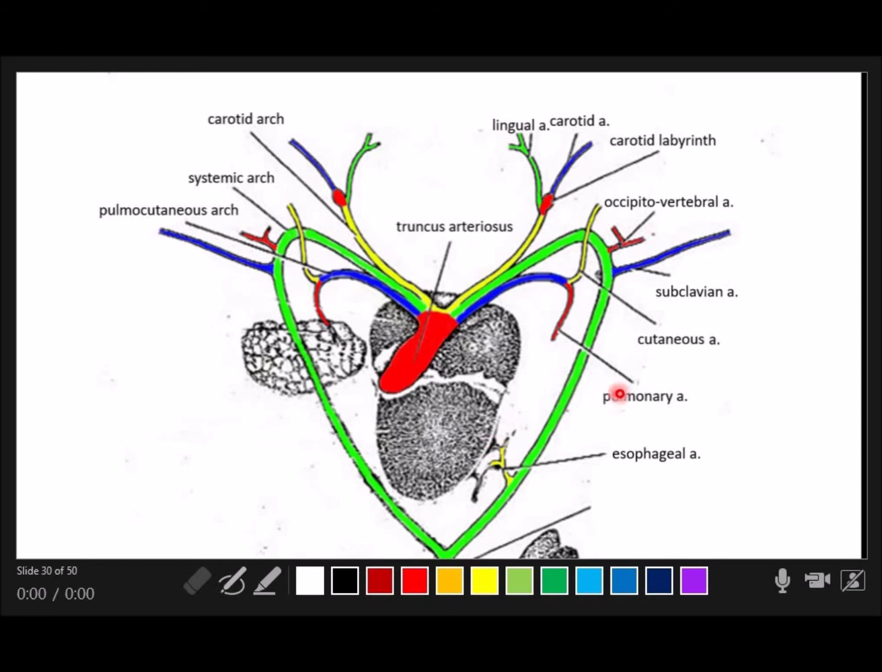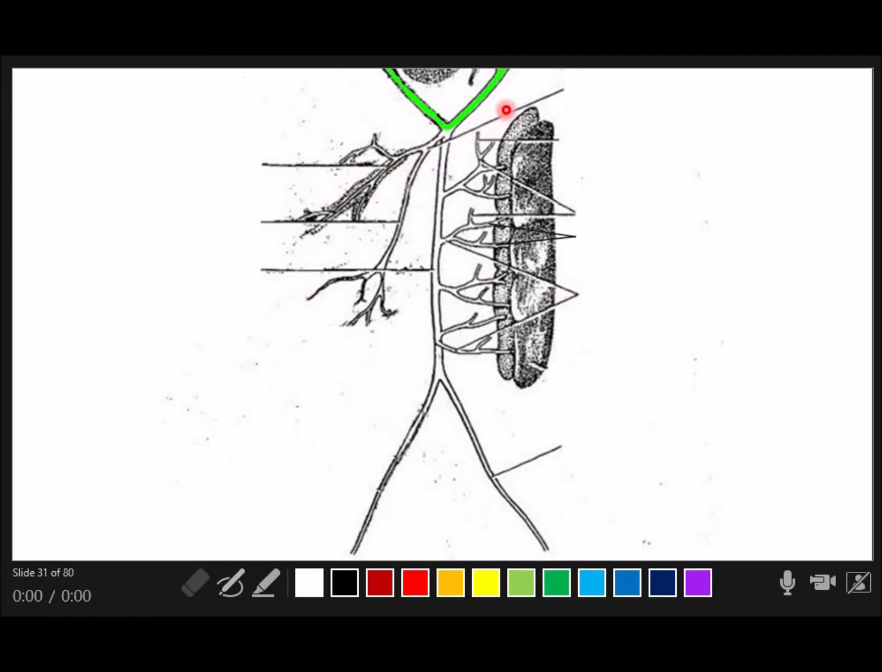Okay, so let's continue with these two systemic arches. As you can see, the two systemic arches unite at this point to form this long blood vessel, which is called the dorsal aorta. Okay, the main artery of the body, and the dorsal aorta also branches into several branches.